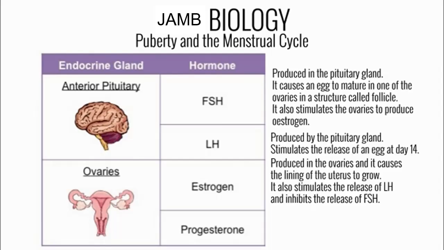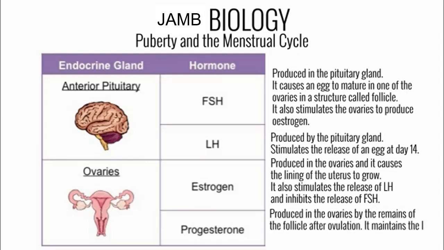Finally, progesterone is produced in the ovaries by the remains of the follicle after ovulation. It maintains the lining of the uterus during the second half of the cycle. When the level of progesterone falls, the lining breaks down. It also inhibits the release of LH and FSH.